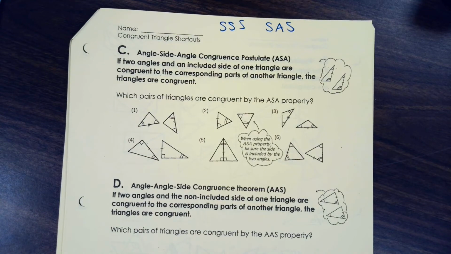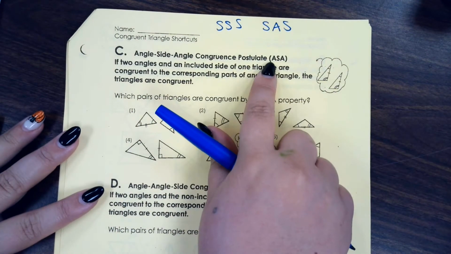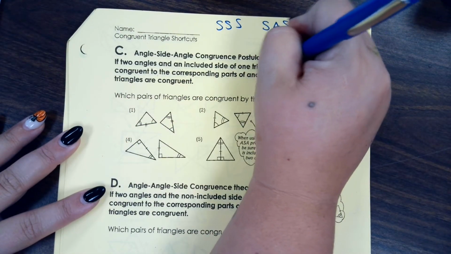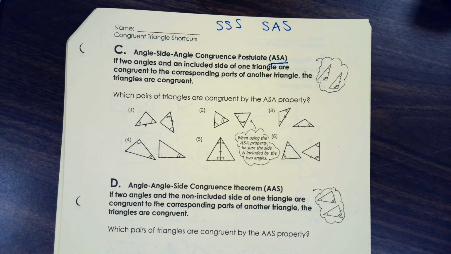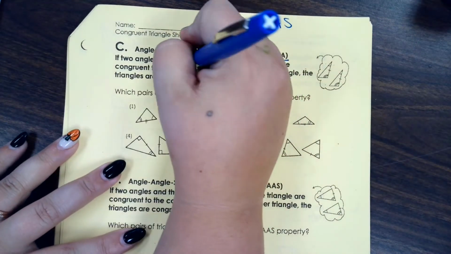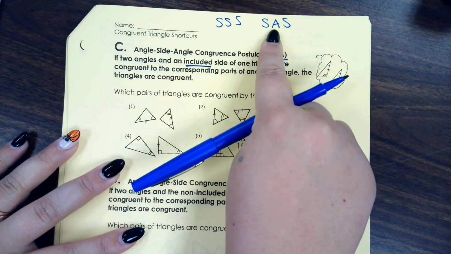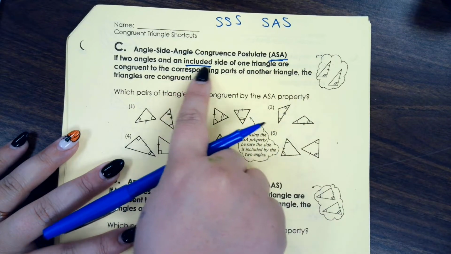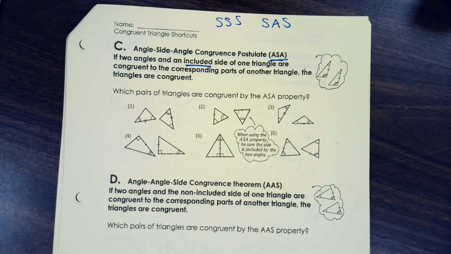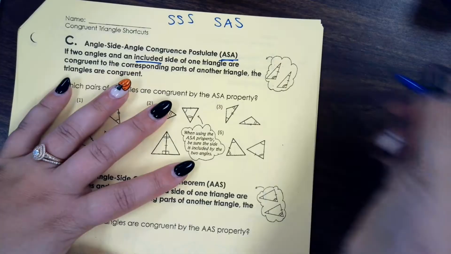The first one that we're going to talk about today is called angle, side, angle, which we abbreviate ASA. If 2 angles and an included side of one triangle are congruent to the corresponding parts of another, then the triangles are congruent. Remember, for side, angle, side, the angle needs to be included. For angle, side, angle, the side has to be included. So let's take a look at our picture here.